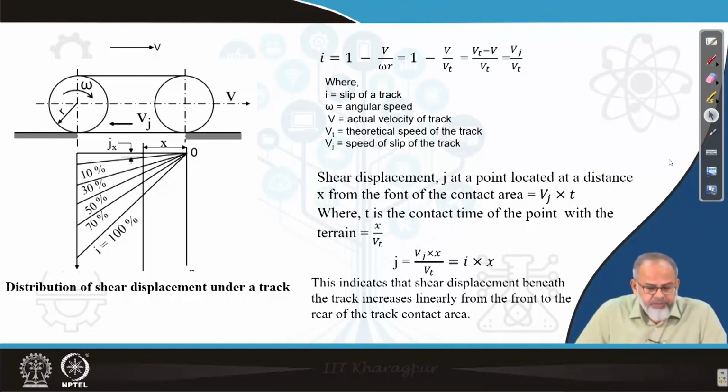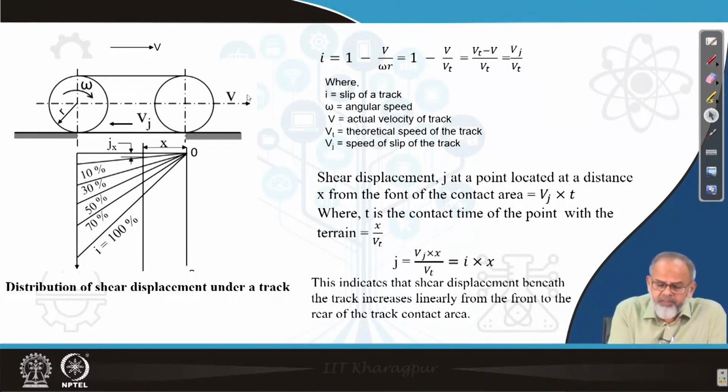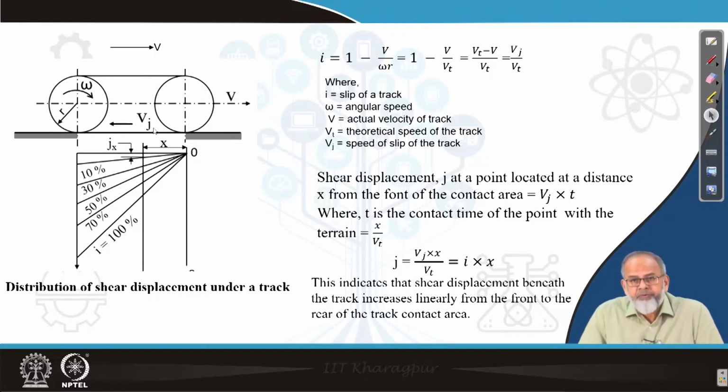Now let us come to the flat portion. So basically we want to find out the slip velocity. If the truck is moving at an actual velocity V, and Vt is the theoretical speed of the truck, then Vt minus V will give you the speed of slip of the truck, which is denoted as Vj. If its direction is opposite to the direction of forward movement, then it is positive, and it is called slip. If it is opposite to the actual speed direction of travel, then we take it as skid.